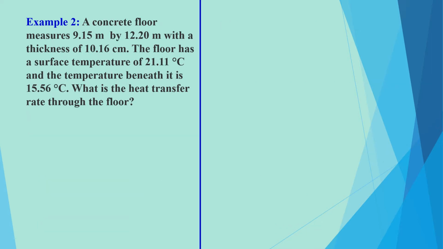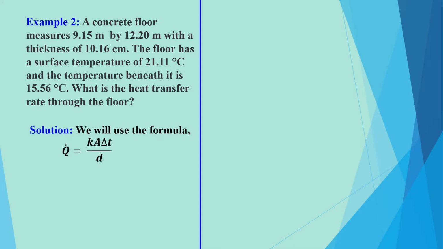Example number 2. A concrete floor measures 9.15 meters by 12.20 meters with a thickness of 10.16 centimeters. The floor has a surface temperature of 21.11 degrees Celsius and the temperature beneath it is 15.56 degrees Celsius. What is the heat transfer rate through the floor?